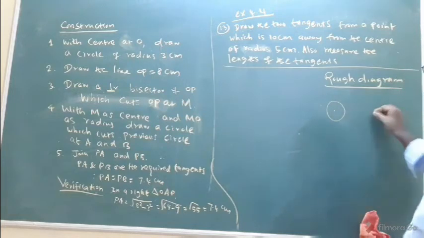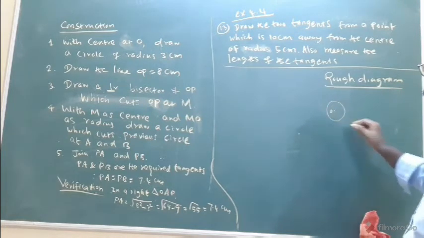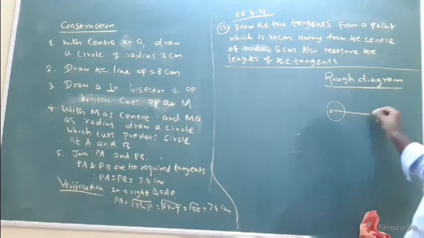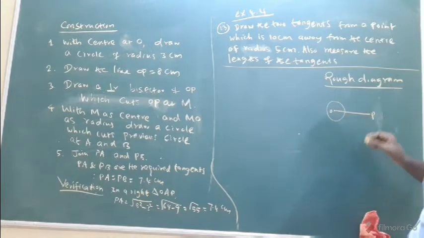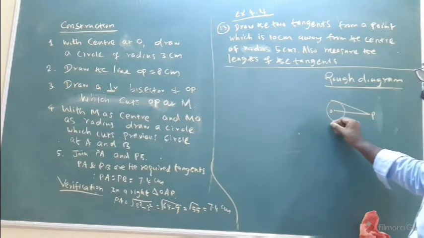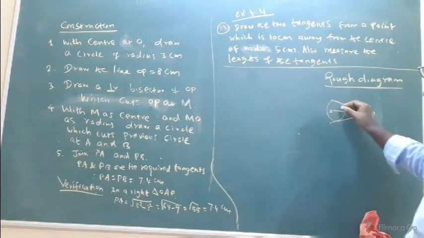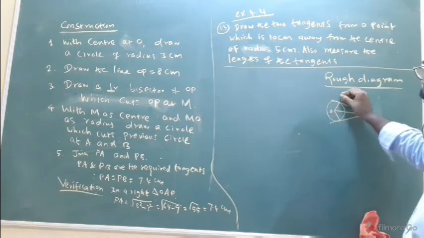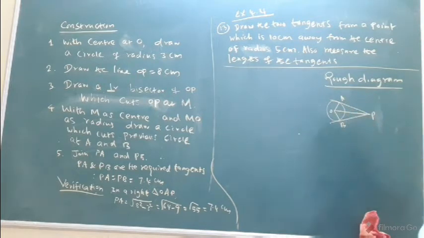Center O. Outside is the point P. This is O, this is B. Now the triangle. Am I right? Tangent means a line that touches the circle at one point. The rough diagram only. Rough diagram only. A, B. This is a rough diagram.